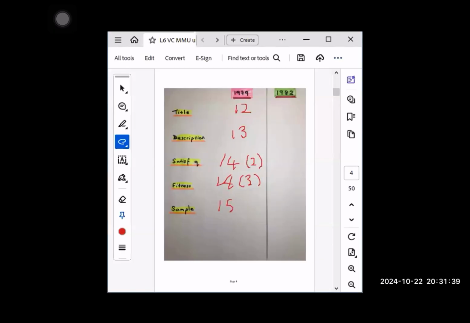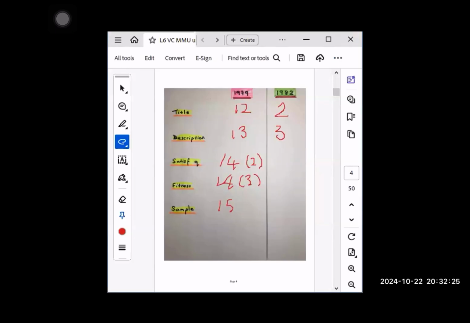Okay, so the section numbers under the 1982 Act are different, but it's not hard to work it out. Let me start you off. For title, under the 1982 Act, title is section 2. It says exactly the same thing as section 12 of the 1979 Act, but it's section 2. Take a wild guess what the section number is for description under the 1982 Act. Oh, very good. Your wild guesses are excellent. Section 3.